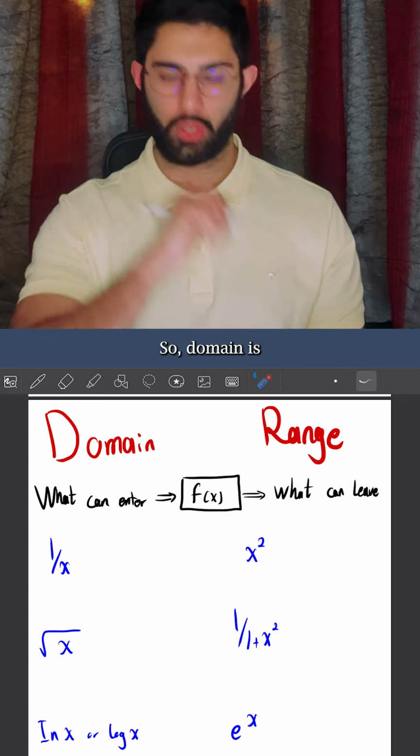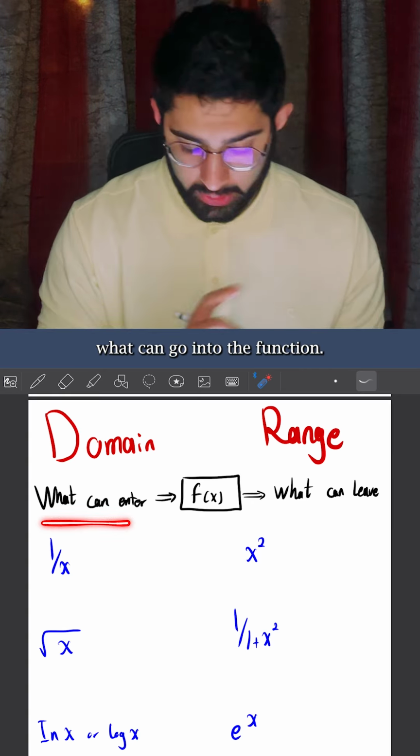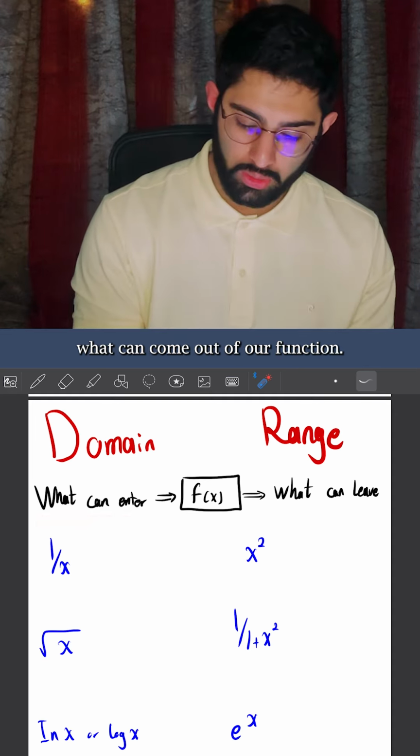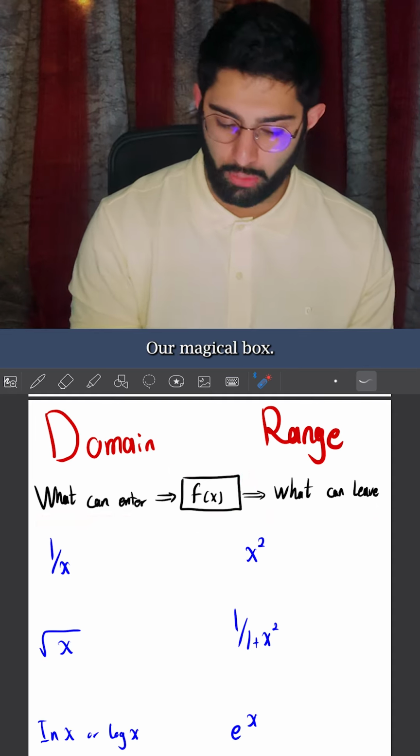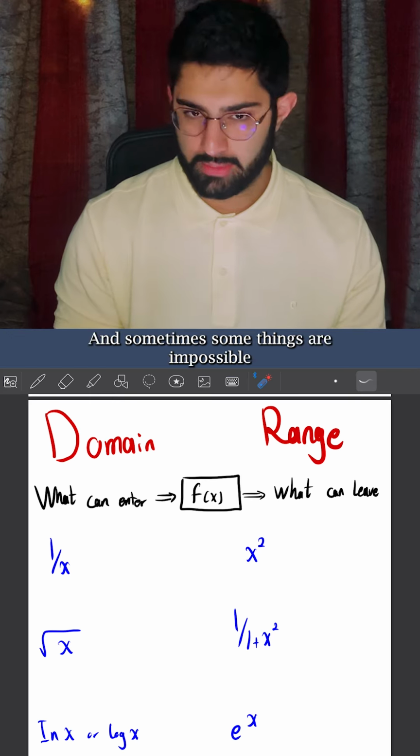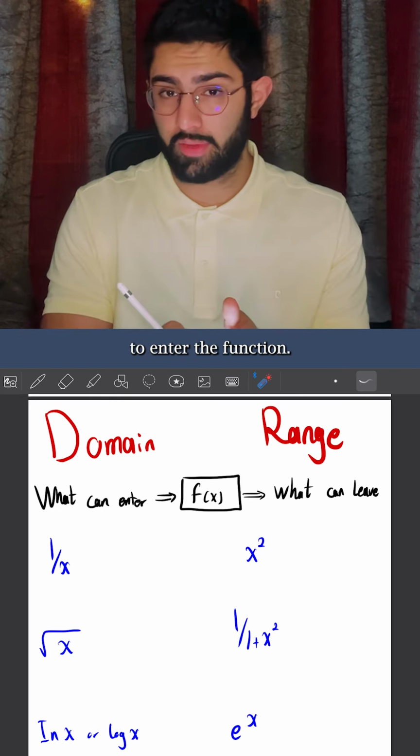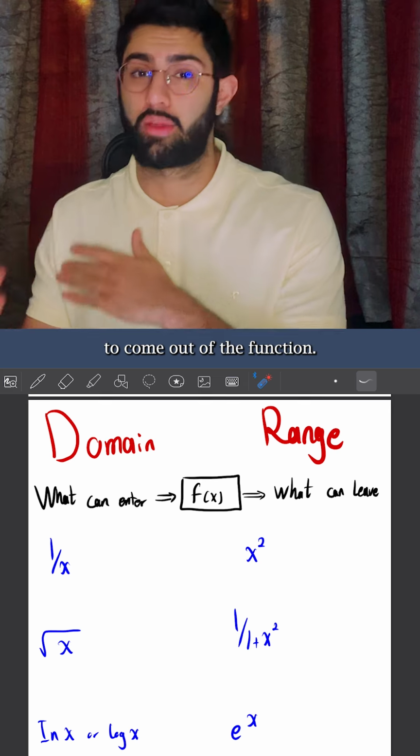Let's go. So, domain is what can go into the function, and range is what can come out of our function, our magical box. And sometimes some things are impossible to go into the function, and some things are impossible to come out of the function.